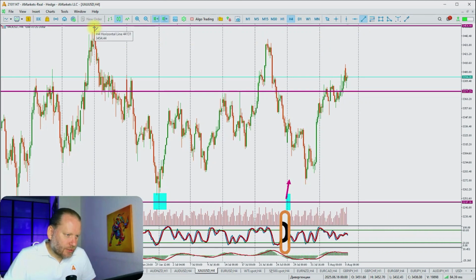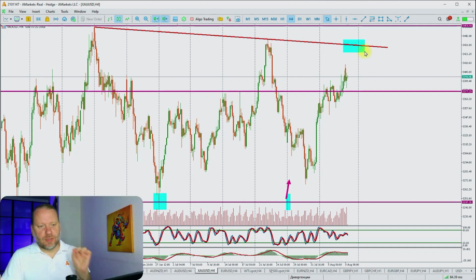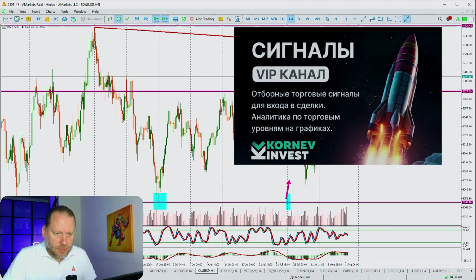Gold is approaching the resistance line from which I expect a correction. Let's draw this line like this. By the way, I give this line in my VIP channel, so I give it to you today for free. And I give even more signals and selected points in my VIP channel. Subscribe at the link in the description.